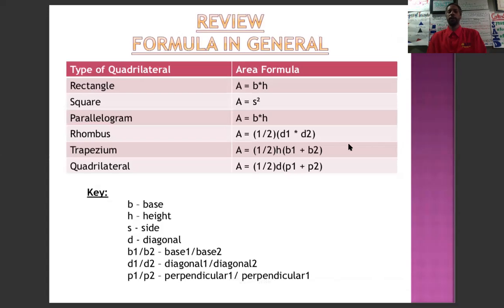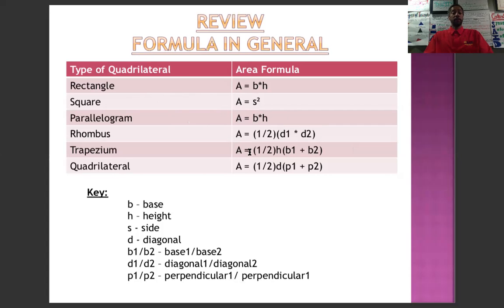Let's review our formulas. For a rectangle, our formula will be area equals base times height. For a square, area equals side times side, or side squared. For a parallelogram, area equals base times height. For a rhombus, the area equals 1/2 the product of diagonal 1 and diagonal 2.